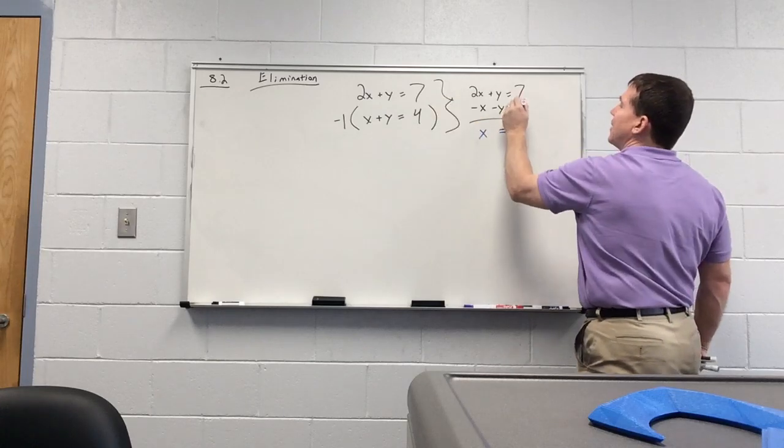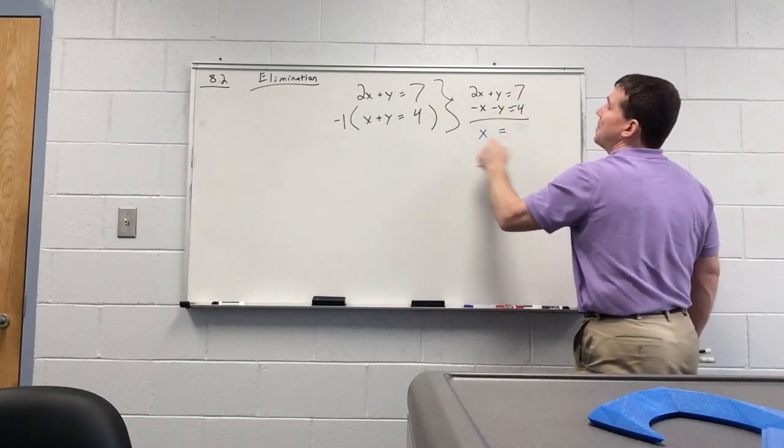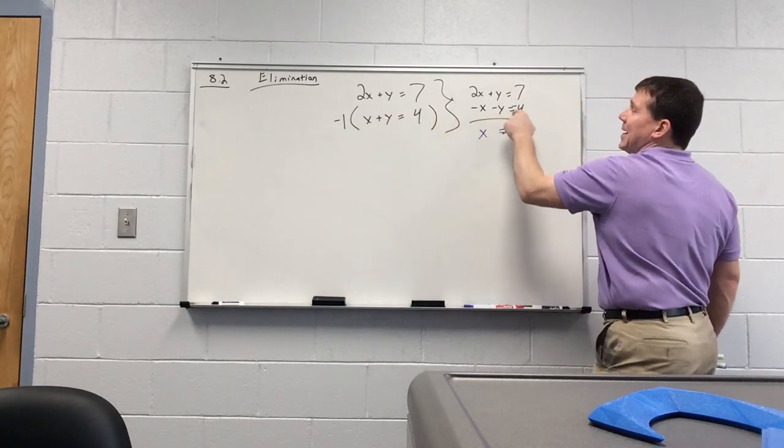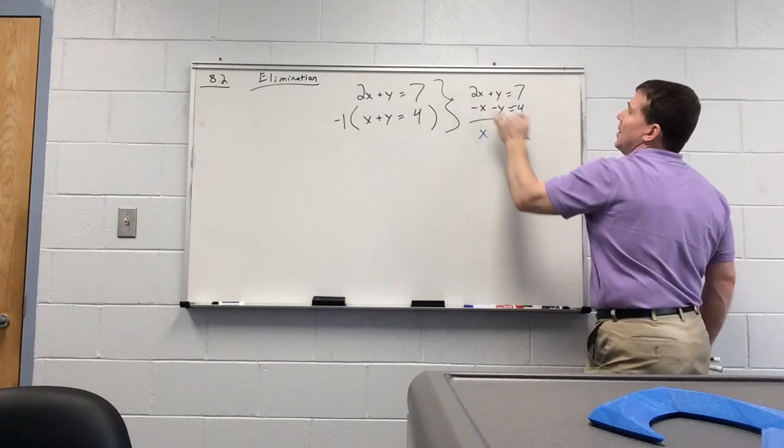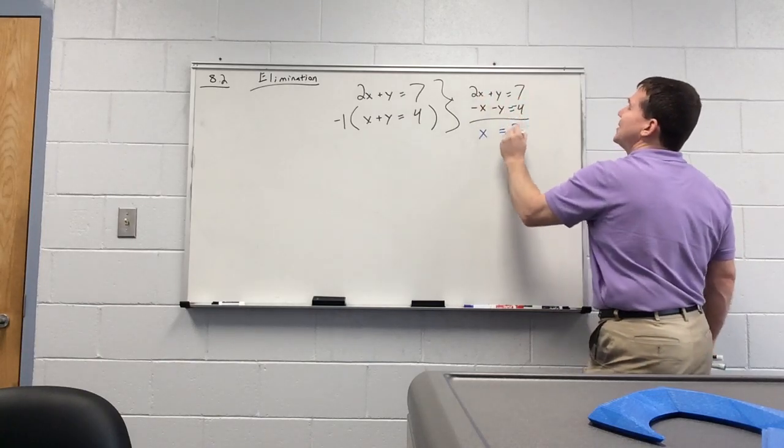I didn't put the negative there. Okay, I knew I messed up. When I multiply by -1, -1 times 4 is -4. This should have been 3. 7 minus 4 is 3.